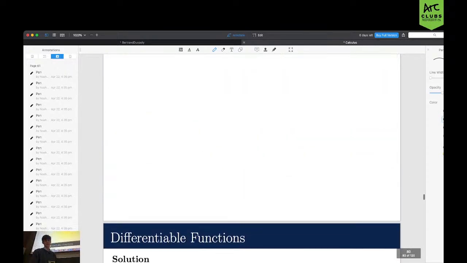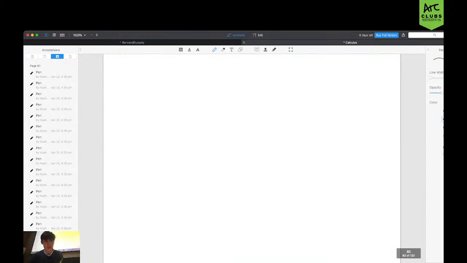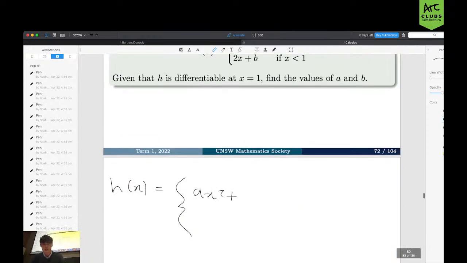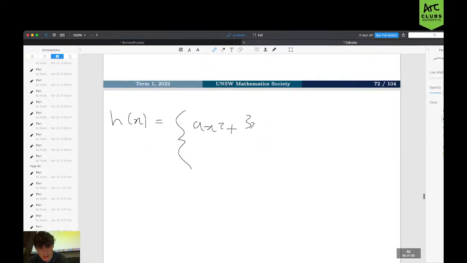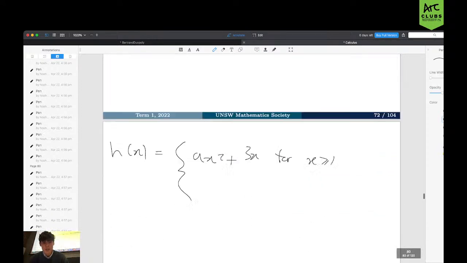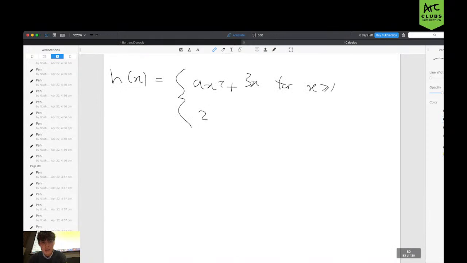So let me just write out the function. We have h of x is equal to a piecewise function: ax squared plus 3x, and this is true wherever x is greater than or equal to 1. And then we have 2x plus b, and this is true where x is less than 1, right?